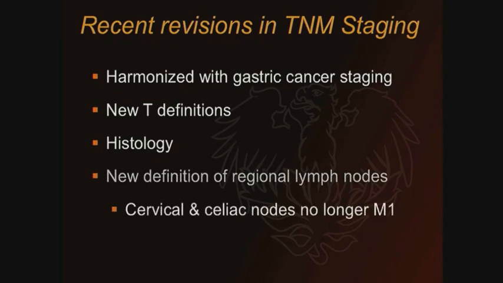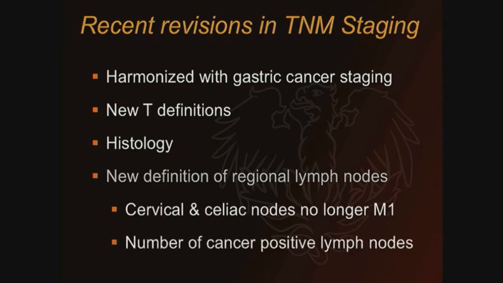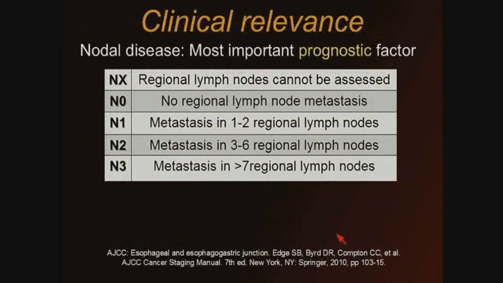But important for us today is the new definition of regional lymph nodes. So cervical and celiac lymph nodes are no longer classified as metastatic disease as they were before, and it is really the number of cancer-positive lymph nodes that defines the stage of the patient. And of course, this is going to be a combination of radiology and pathology after the patient has had the resection. So again, this is the last version of the TNM for esophageal carcinoma.